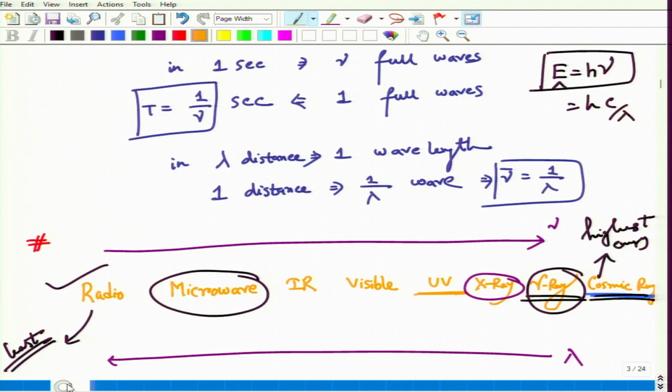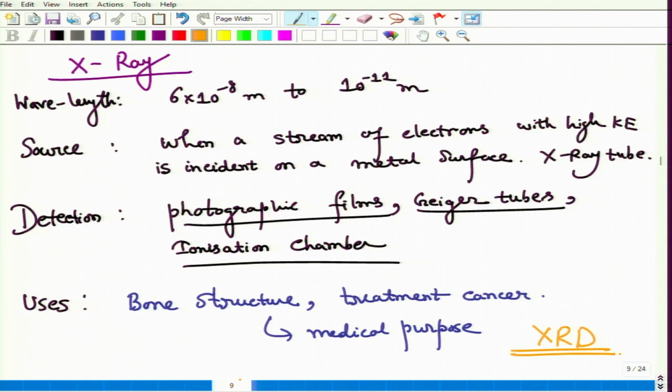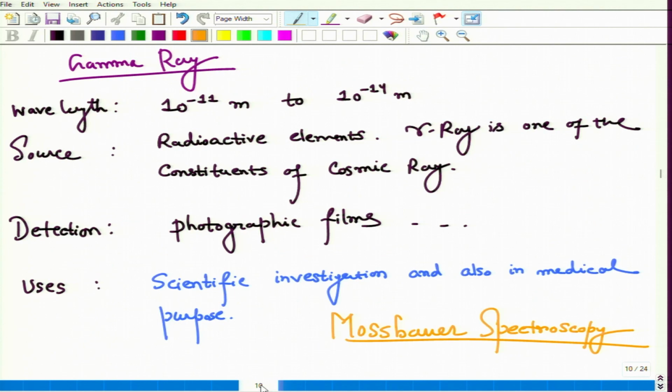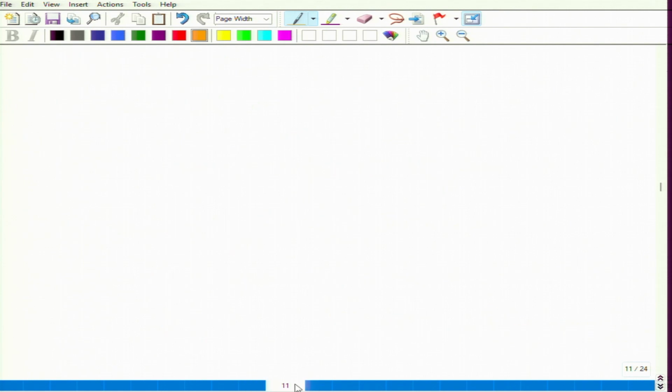There is no specified region for the cosmic ray. After gamma ray everything is called cosmic ray. Also gamma ray is part of the cosmic ray, but still you can say that. Okay, so this is the total electromagnetic spectrum of our electromagnetic radiation. Nothing else.